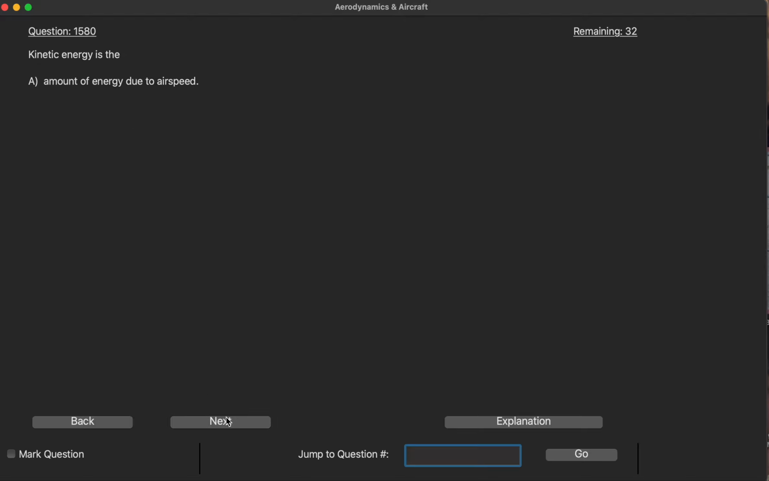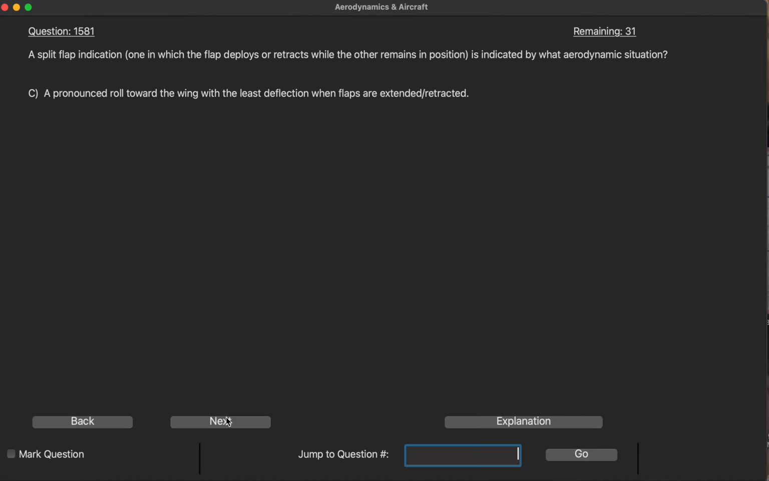Kinetic energy is the amount of energy due to airspeed. A split flap indication, one in which the flaps deploy or retract while the other remains in position, is indicated by what aerodynamic situation? A pronounced roll to the wing with the least deflection when flaps are extended/retracted.